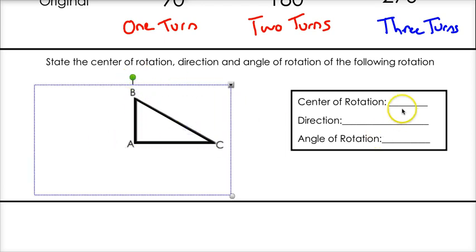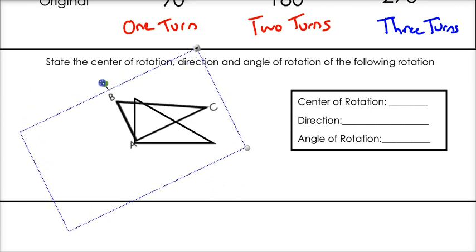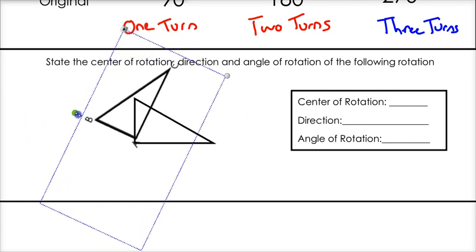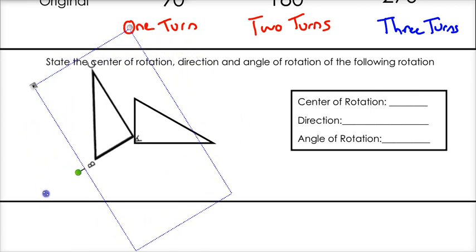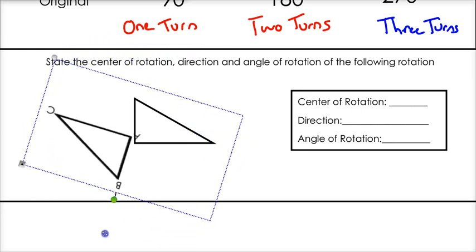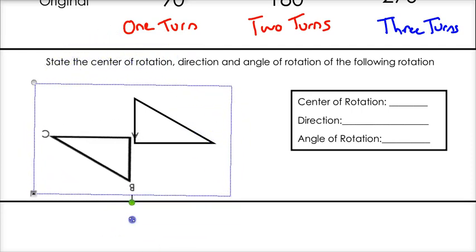And I want you to say the center of rotation, where is it rotating around, the direction I go in, and the angle of rotation. So how many degrees does this turn, all right? So let's observe it, all right? Here we go. We're rotating, we're rotating, and we are done.